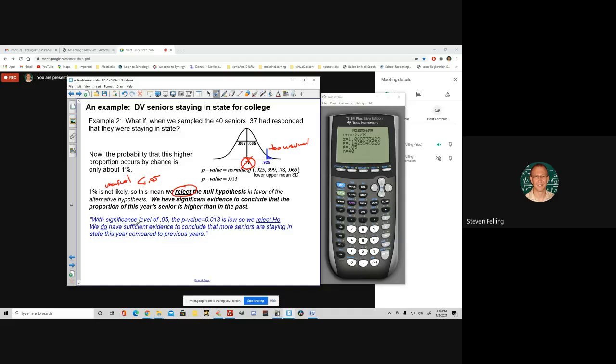Therefore, we do have sufficient evidence to conclude that more seniors are staying in state this year compared to previous years, right? What we're basically saying is this can't be true. So the real value for P is probably somewhere higher than that, because it has to be somewhat higher so that this becomes not unusual. That's the logic of it.